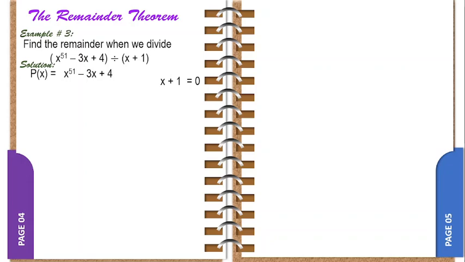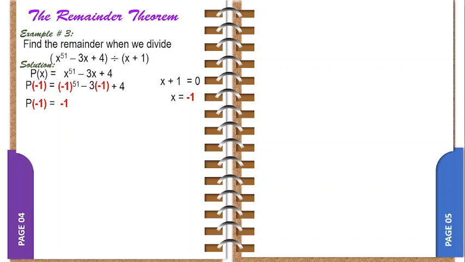So x plus 1 equal to 0. Using the addition property of equality, x becomes negative 1. Then replace all x by negative 1. So we have P of negative 1 equals the quantity of negative 1 raised to 51 minus 3 times the quantity of negative 1, bring down positive 4. Simplifying, we have P of negative 1 equals negative 1.